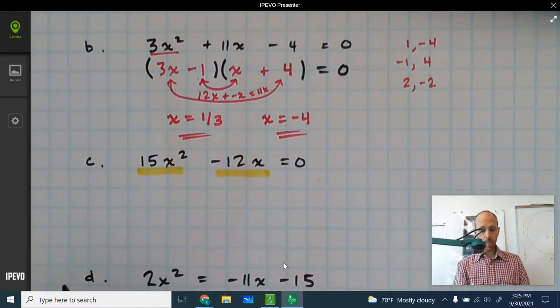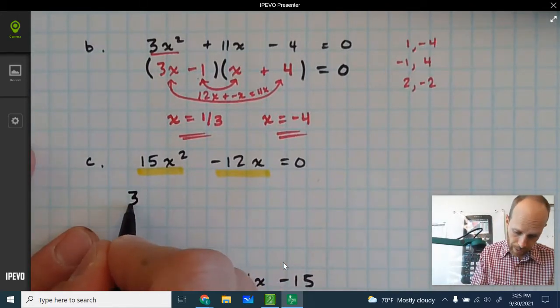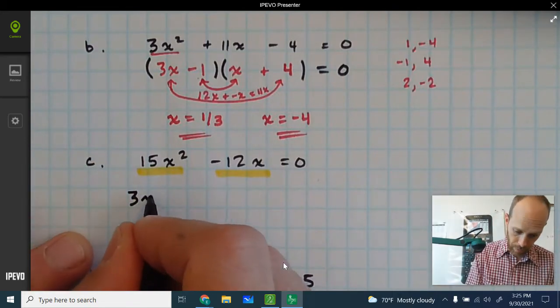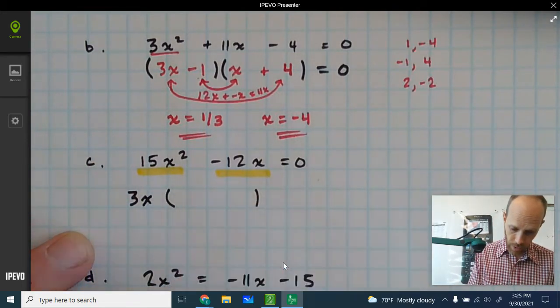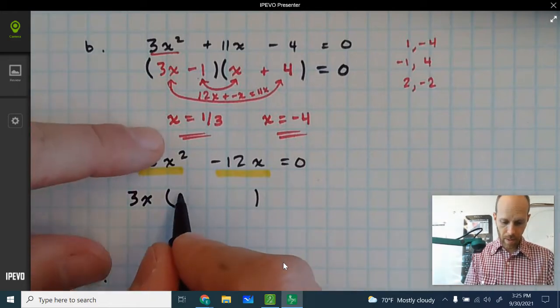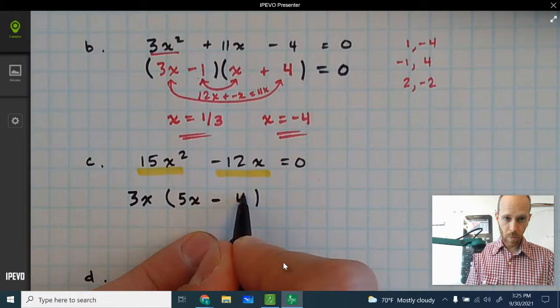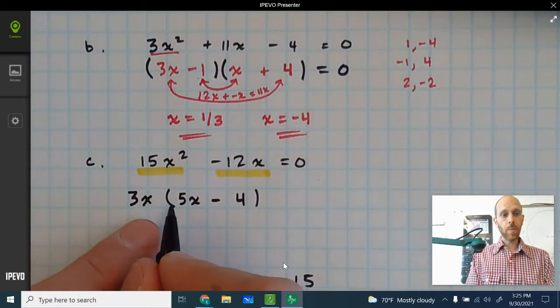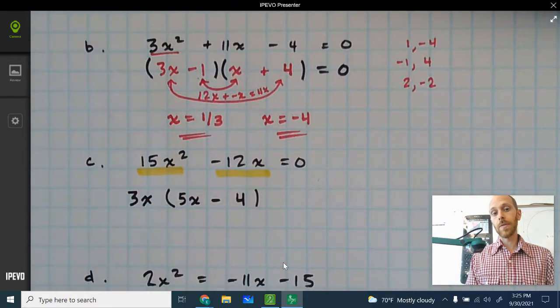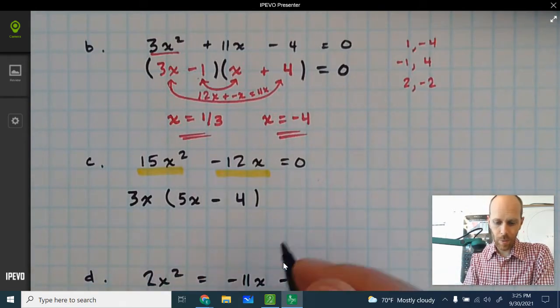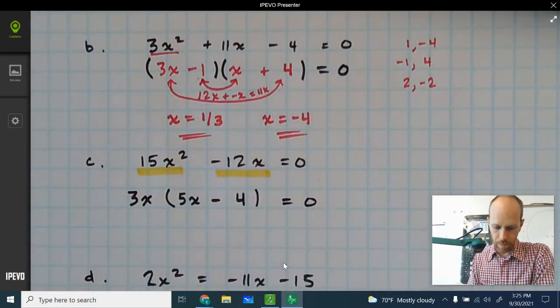You can take a 3 out of 12. So I'm going to factor out a 3. They also both have one x to give. So I'm going to factor out a 3x, which is going to leave us with 5x minus 4. 3x multiplies 5x to give us the 15x squared. 3x multiplies negative 4 to give us the negative 12x equals 0.